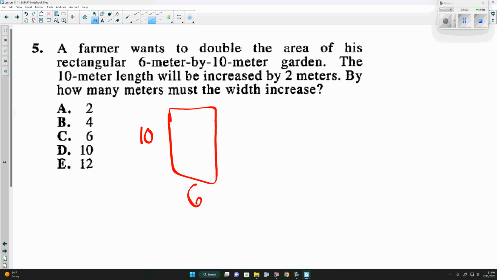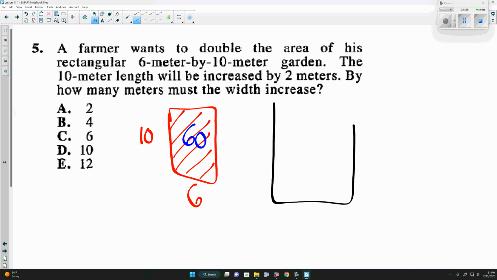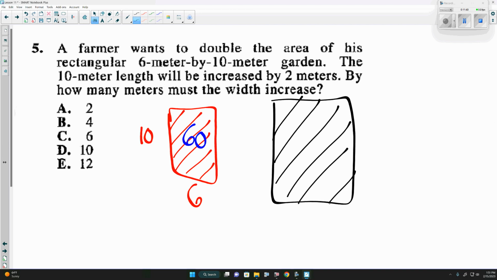So what's the area of our original garden? Base times height, which would be? And he wants to make a new one that has double. So double the area. So what's our new one going to be? 120.